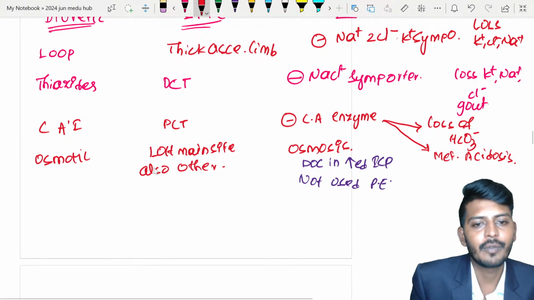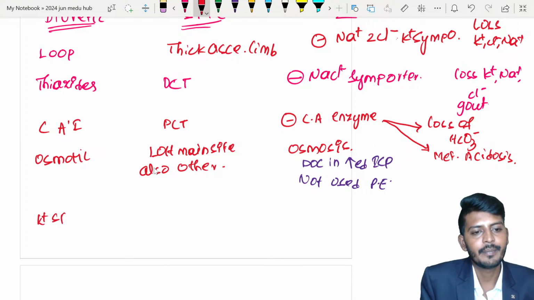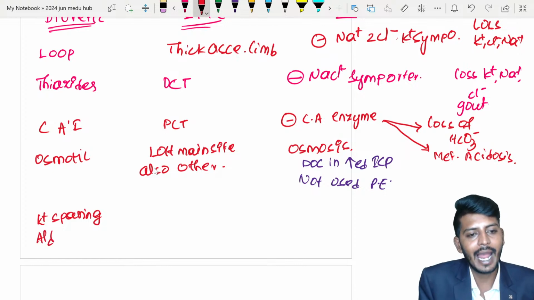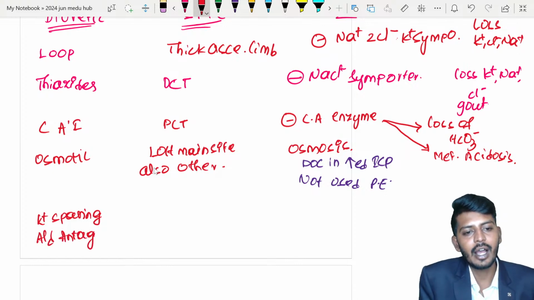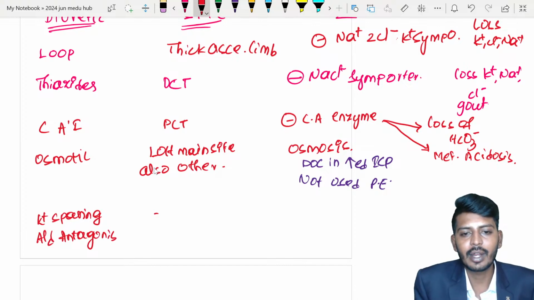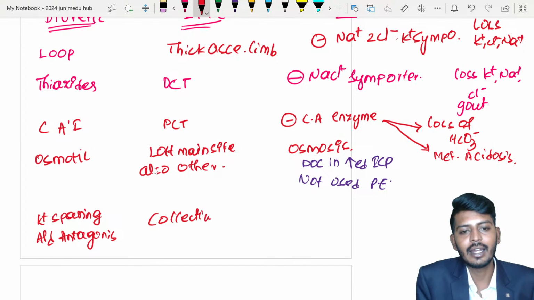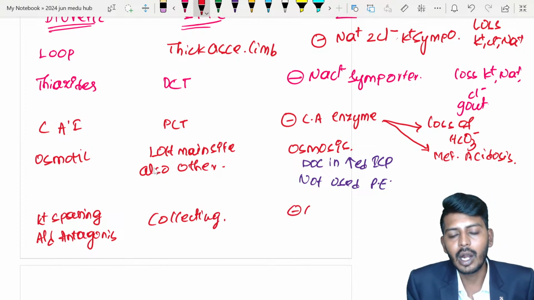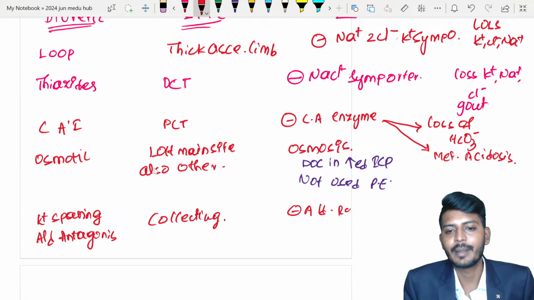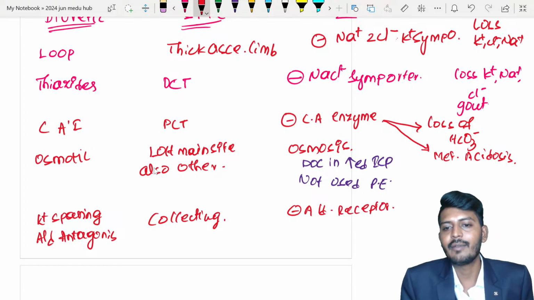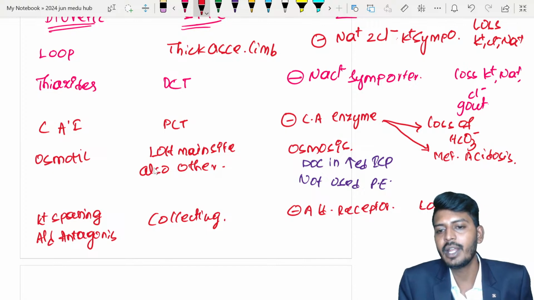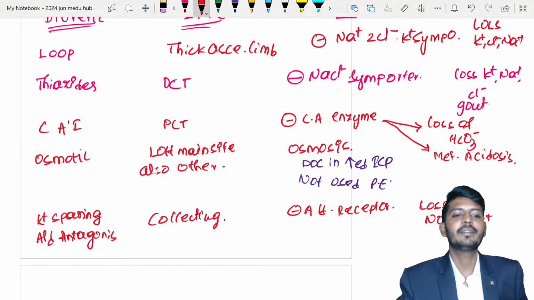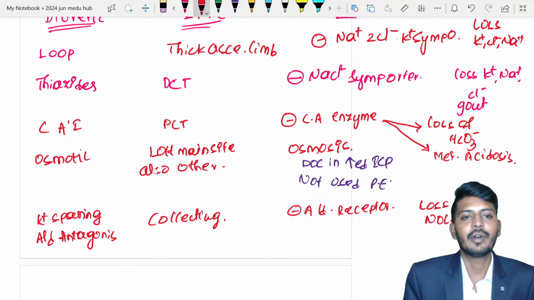The last group of diuretics, potassium sparing diuretics. One of them is the aldosterone antagonist. They work in the collecting duct and block the aldosterone receptor. Remember they will cause the loss of sodium, but no loss of potassium, इसीलिए उसको यूज करते हो. And spironolactone is the drug of choice.